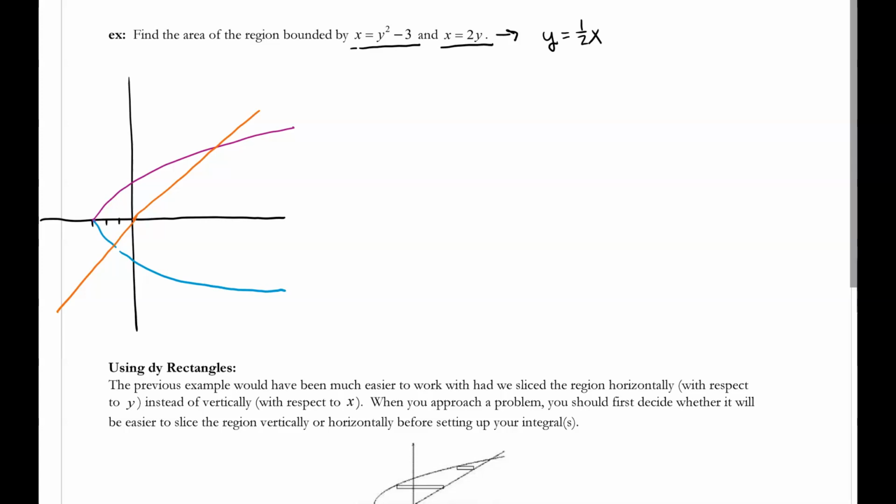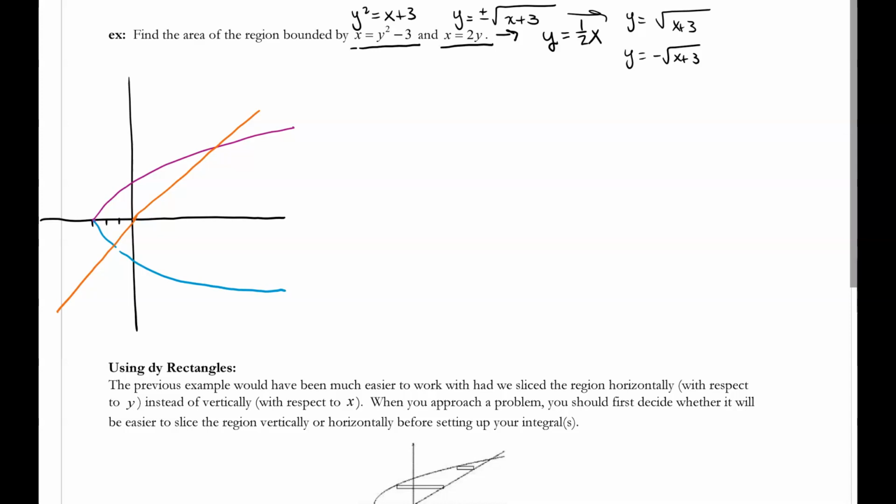And so if I solve for y, if I add 3 to both sides, I get y squared equals x plus 3. And then when I take the square root, I need to remember to consider both the positive and the negative square root. So this becomes y equals positive square root of x plus 3 and y equals the negative square root of x plus 3. So hopefully we remember how to graph these from algebra. I graphed them already over here.